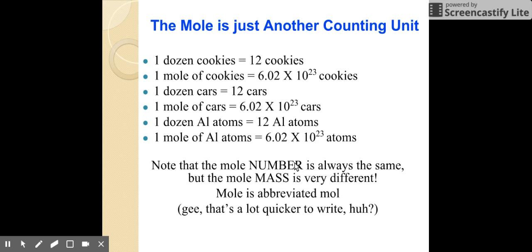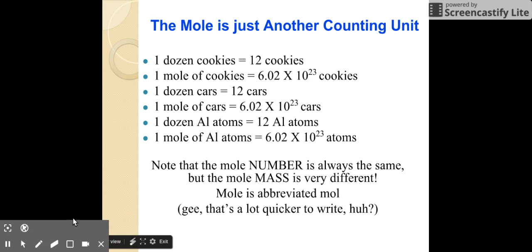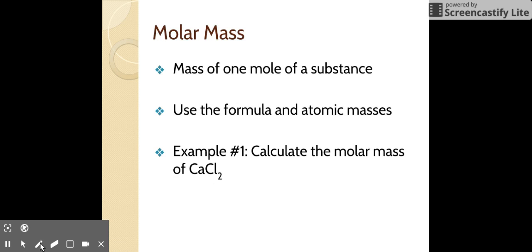A dozen aluminum atoms, 12 aluminum atoms. You guys get the idea. Now, if I asked you to go get me a mole of aluminum atoms, though, you would not sit there and count out 6.02 times 10 to the 23rd because it would take you forever. So you pretty much can't, okay? That's where we use our mass. So we use the molar mass of a substance that you just calculated from the last square. So we need to remember the molar mass is the mass of 1 mole of a substance.